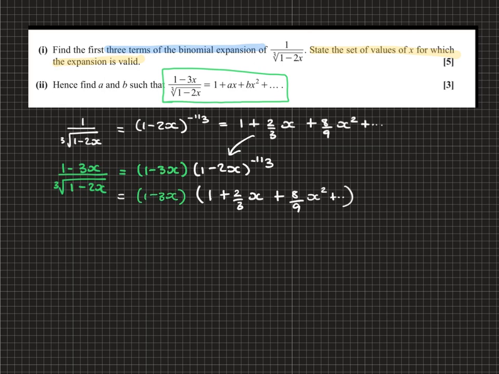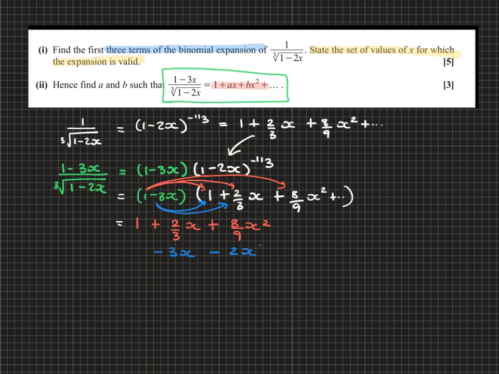And then we simply have to do an expansion, term by term, going up as far as the term in x squared. So let's do this. So first of all, term by term, we've got 1 multiplied by 1, which is 1, plus 2/3 x plus 8/9 x squared. Stop there. Negative 3x multiplied by 1, negative 3x. And negative 3x multiplied by 2/3 of x gives us negative 2x squared.